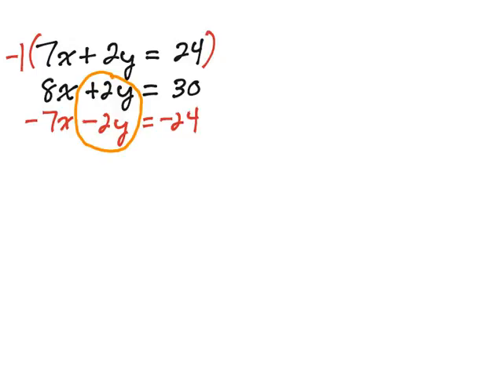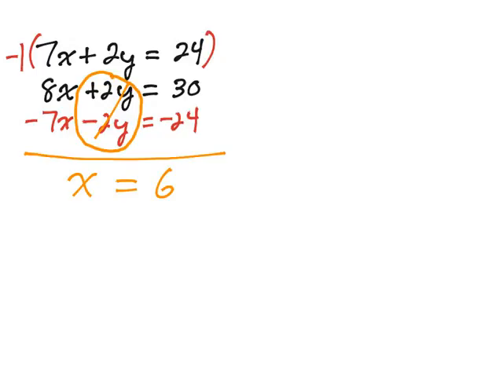Now we can add these two equations together and solve for x. So 2y minus 2y, these cancel each other out. 8x minus 7x is x. And 30 minus 24 is 6. And look at that, this was really easy. We didn't need to divide or anything. We just know now that x is 6.